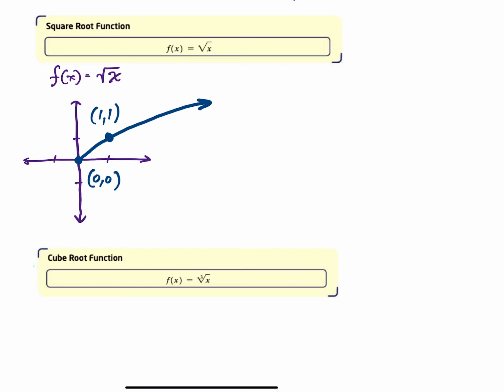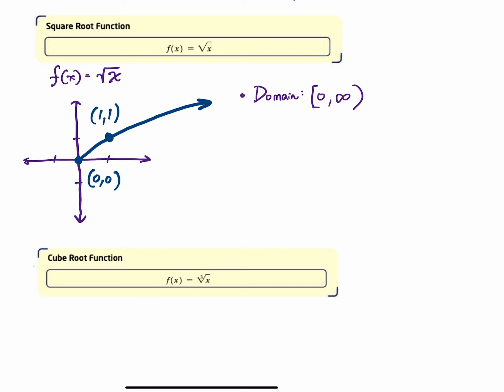So this function has a restricted domain. Notice the function doesn't begin until 0 and then continues onward. Because we can't plug in a negative value, otherwise we get an imaginary result. So again, we're sticking to the real numbers here. So our domain is from 0, including 0, to infinity.